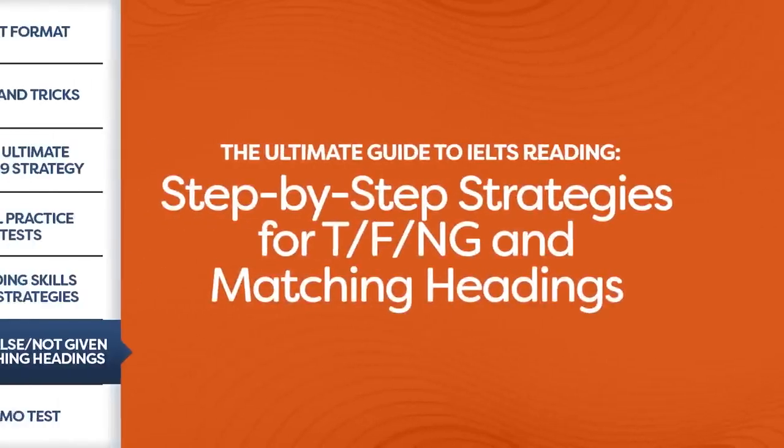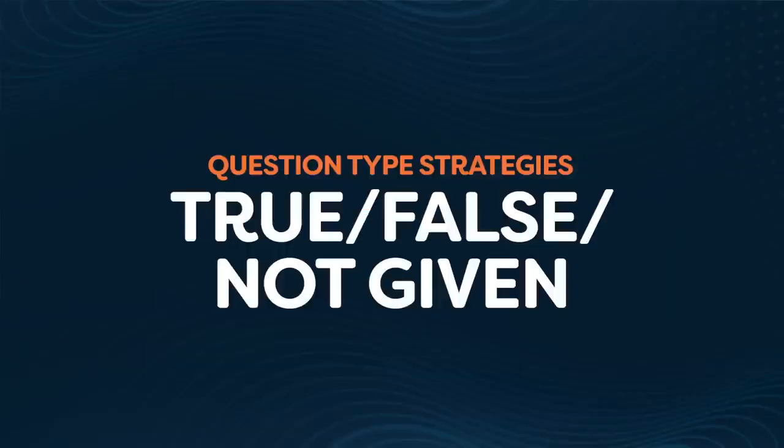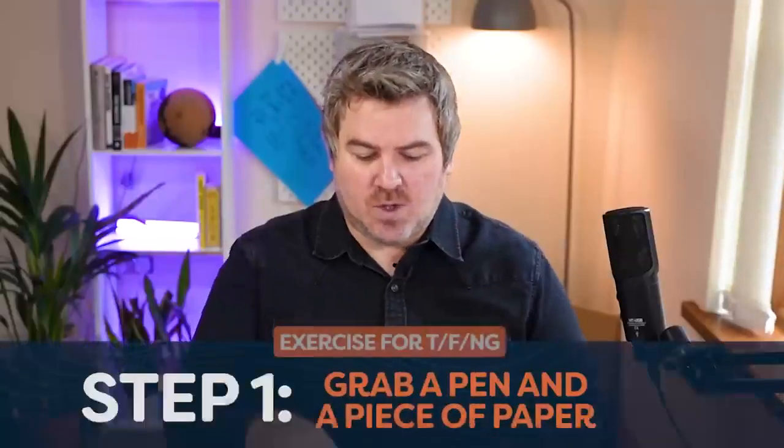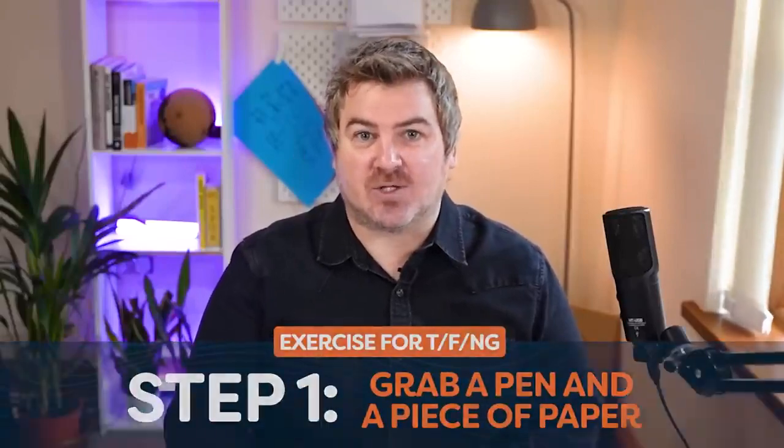Okay, so the most confusing part of true, false, not given is the not given. A lot of students are used to true, false, and they have no problems with true and false questions. But once you throw not given in there, it can be quite confusing and quite difficult. So what I'm going to do is demonstrate a little technique that we teach our VIP students that will remove any confusion for you. So what you need is a pen and a piece of paper. I'm going to demo this first, and then I'm going to ask you to do it at home.